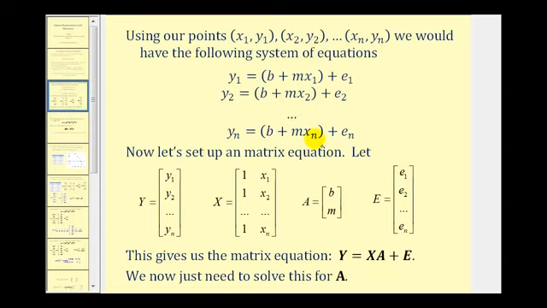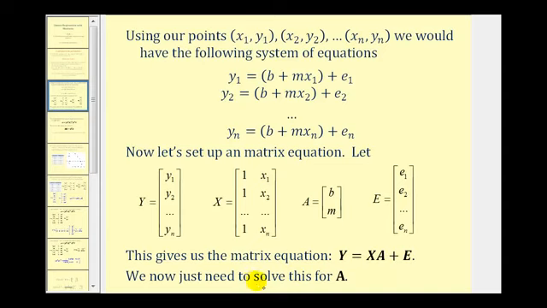To do this, we start with forming matrix Y, which contains the given y values. Matrix X will have two columns, a column of 1s and then a column of the given x values. Matrix A will contain the y-intercept and slope, and matrix E will contain all of the errors. This gives us the matrix equation Y = XA + E.